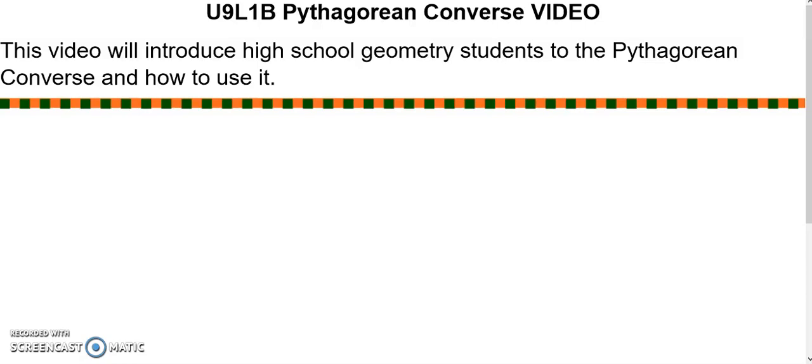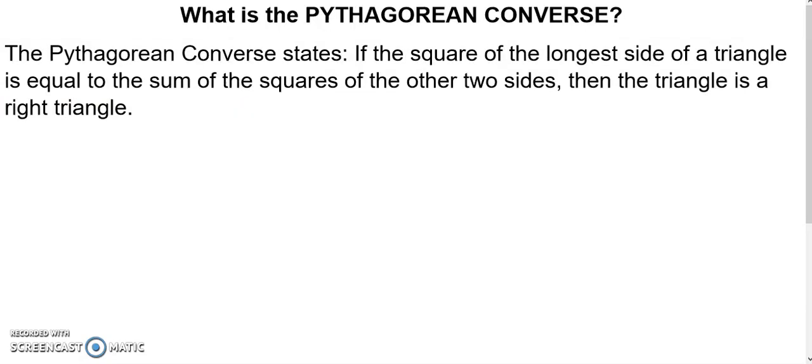The Pythagorean theorem gave us a right triangle, and we found a missing side using c squared equals a squared plus b squared. Well, what we're going to talk about is the Pythagorean converse. The converse is going to give you three sides, and you're going to have to figure out if the triangle is a right triangle or not.